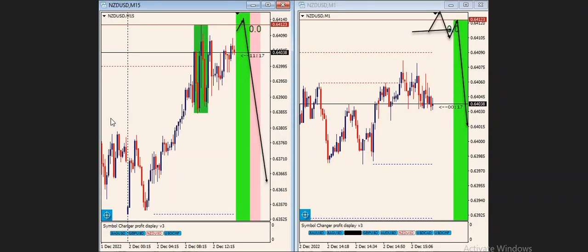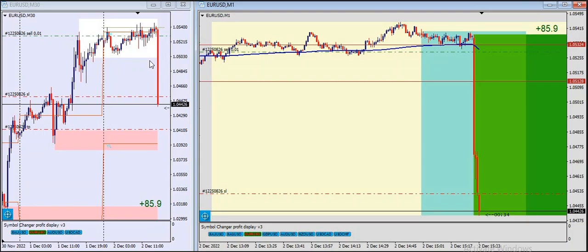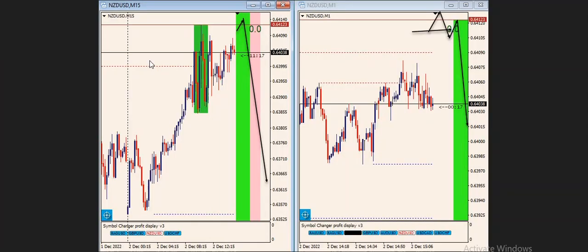Right. So looking at some other trades like that, I missed an entry on NZD/USD today. I also posted this on my free Telegram group.